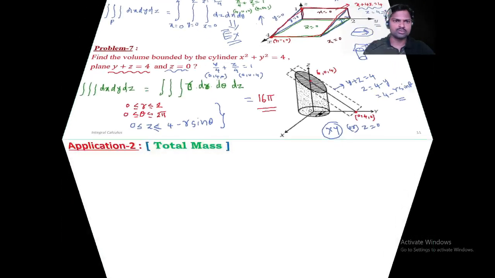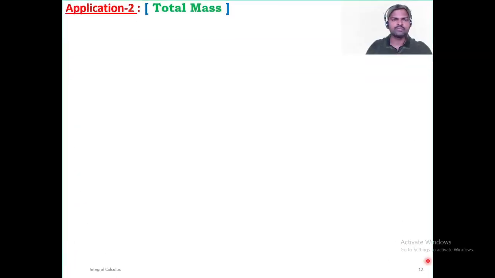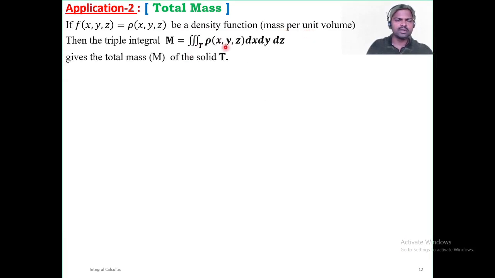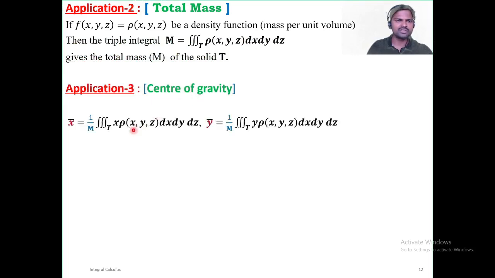Next, application number 2: total mass. If a density function is given to us, which deals with mass per unit volume, then the triple integration of rho of x, y, z into dx dy dz over such a solid T gives the total mass of that solid T. Okay, and similarly application number 3 gives the center of gravity, which is x bar equal to 1 over m triple integration of x into the density function dx dy dz, and y bar is equal to 1 over m triple integration over T of y into the density function, and z bar is 1 over m triple integration of z into rho of x, y, z dx dy dz.